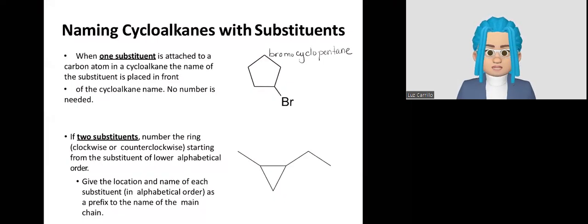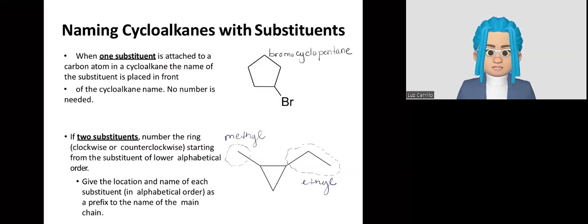If your cyclic alkane has 2 substituents, then you're going to number the ring starting from the substituent that has lower alphabetical order. The numbering overall can be clockwise or counterclockwise once you have placed the value of 1. So when we look at this skeletal structure, we can determine that we have 2 substituents. The one on the right, that is an ethyl group. The one on the left, that is a methyl group.